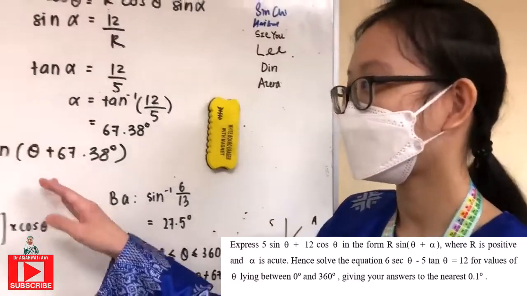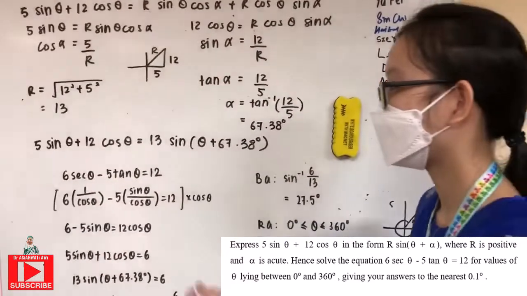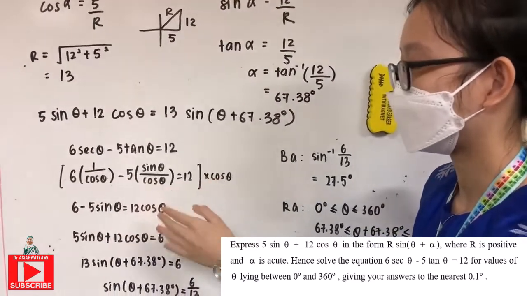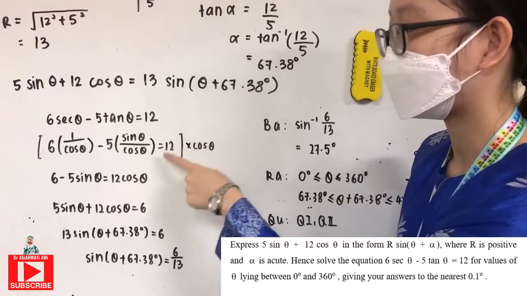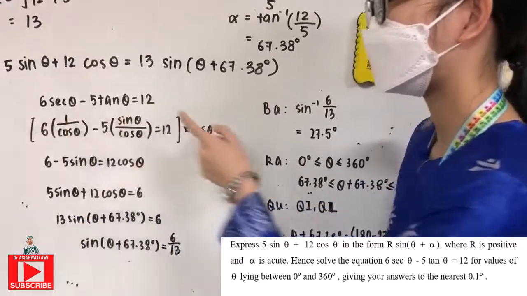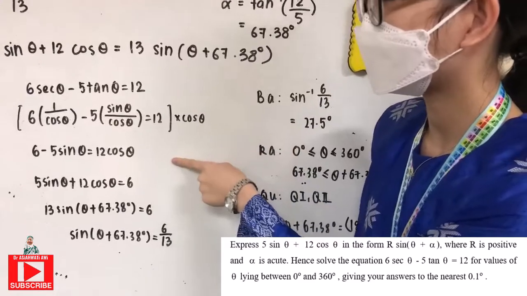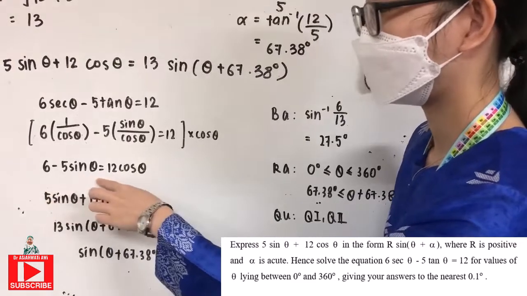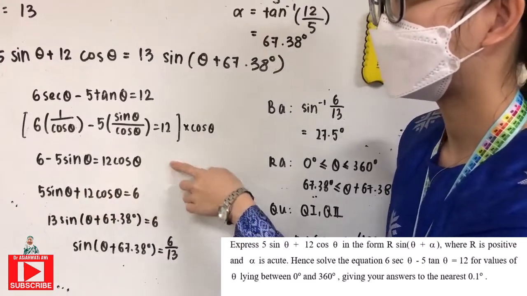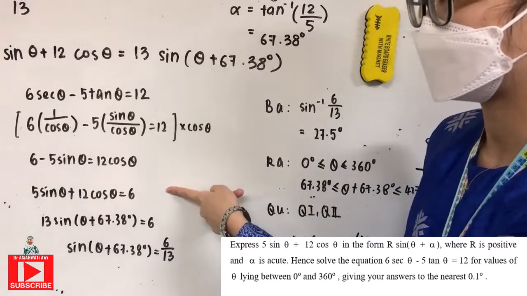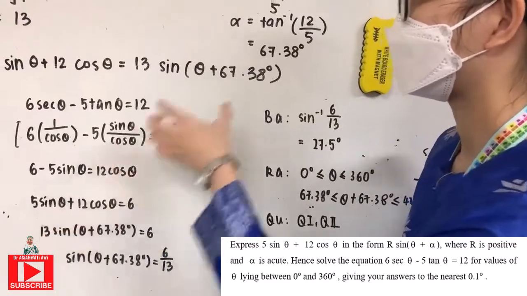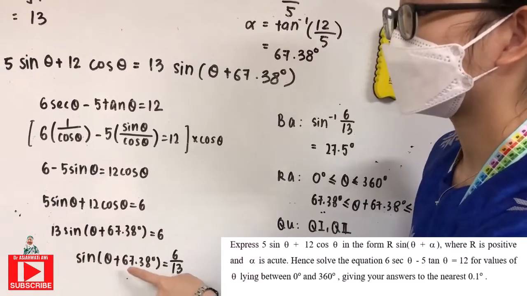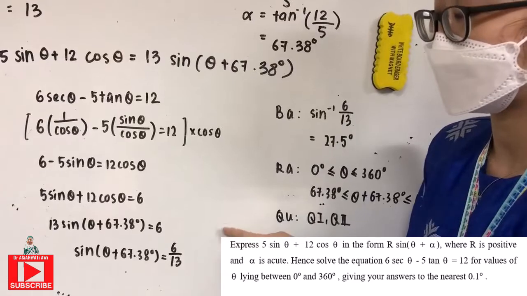So next we need to find the angle from this equation. So from this equation we can solve into here. 6 times 1 over cos theta minus 5 sin theta over cos theta equals 12. So for this whole equation we multiply by cos theta, to form 6 minus 5 sin theta equals 12 cos theta. And then we move negative 5 sin theta to the right, so 5 sin theta plus 12 cos theta equals 6. From here we can get the r form equation, and then we move it here, so sin theta plus 67.38 equals 6 over 13.